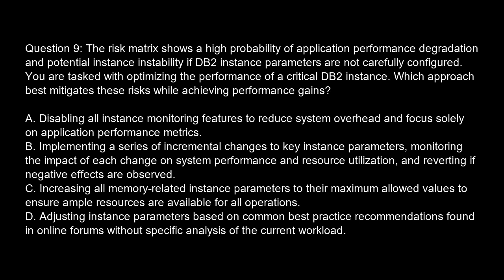Option A. Disabling all instance monitoring features to reduce system overhead and focus solely on application performance metrics. Option B. Implementing a series of incremental changes to key instance parameters, monitoring the impact of each change on system performance and resource utilization, and reverting if negative effects are observed. Option C. Increasing all memory-related instance parameters to their maximum allowed values to ensure ample resources are available for all operations. Option D. Adjusting instance parameters based on common best practice recommendations found in online forums without specific analysis of the current workload.